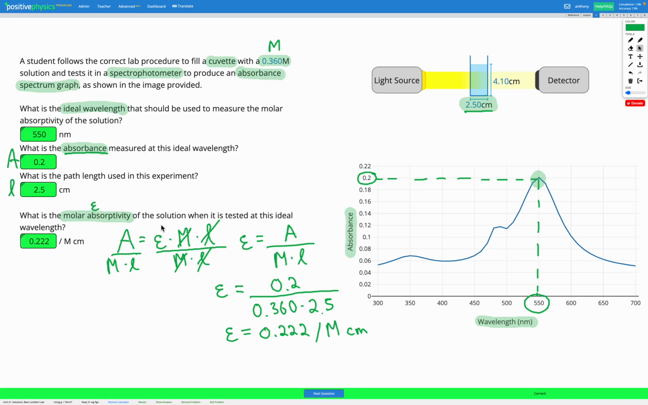So in these questions, these are the variables we're going to be working with: the absorbance at the ideal wavelength, the molar absorptivity of the solution, the molarity of the solution, and the path length. In each question, you may be given a different combination of those variables and be asked to find a different variable each time, but you're using the same equation and the same techniques to do that.